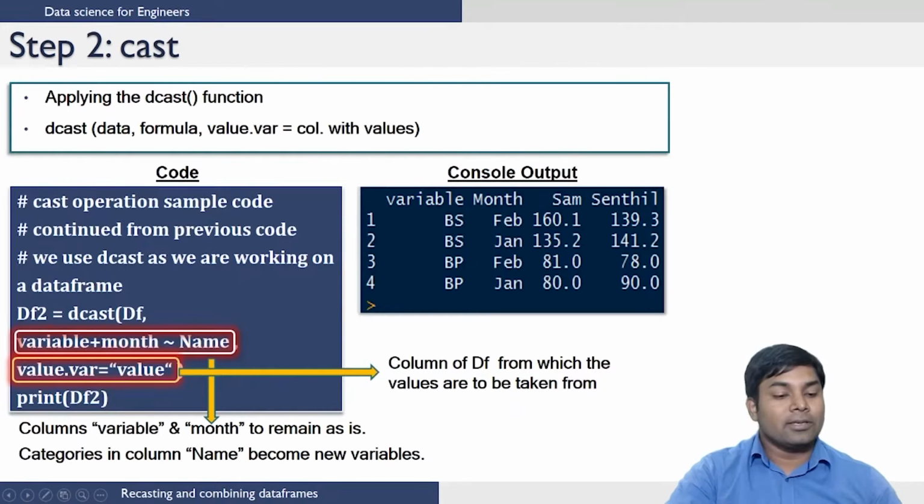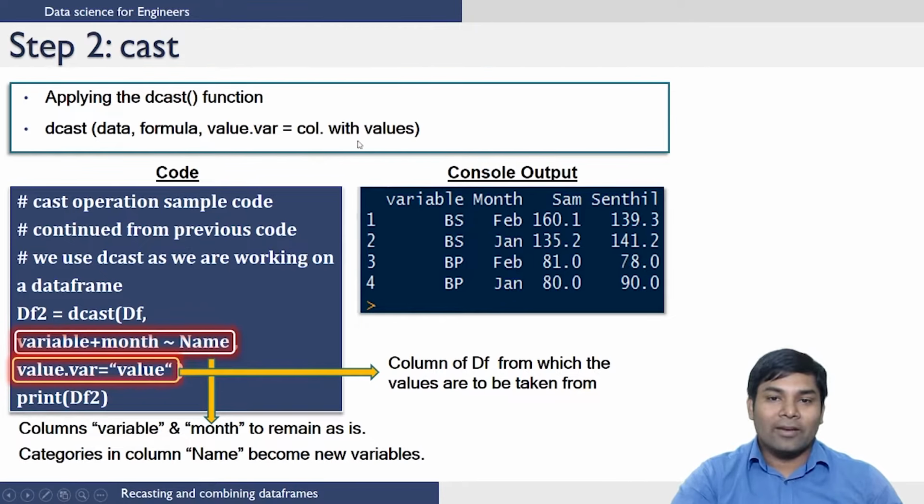Next step is the cast. Since we are using a data frame here, we use the function dcast. This dcast function is also available in the reshape2 library. The syntax for dcast is as follows. The dcast command takes in the data frame which you want to cast, the formula, which we will explain for this case, and value.var. So you have to specify the column from which the values are to be taken when you are casting.